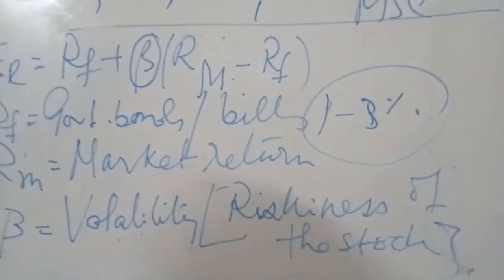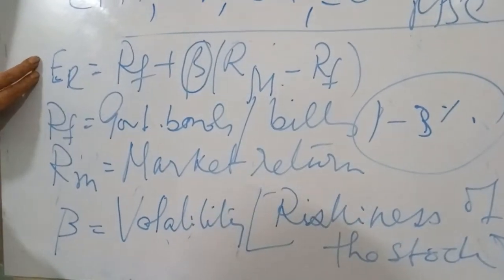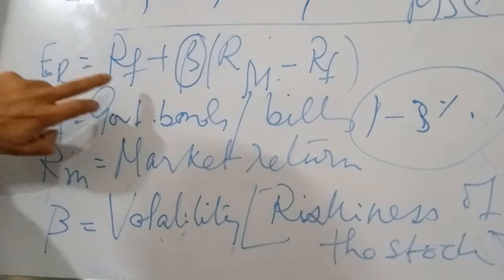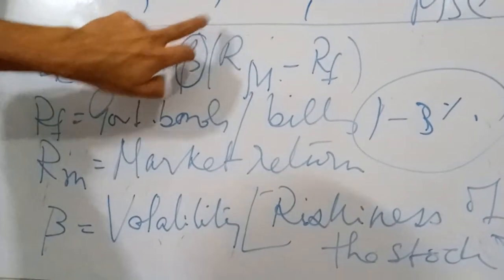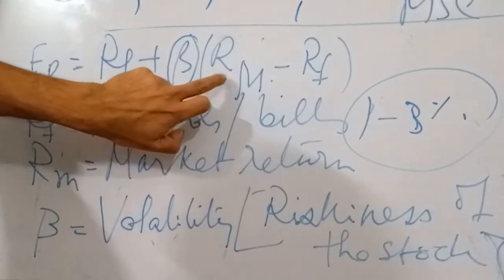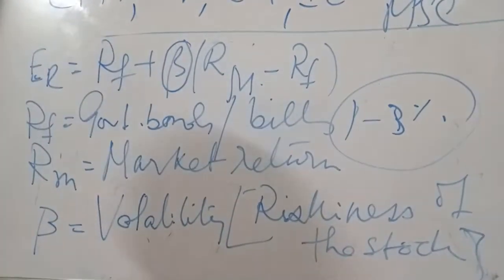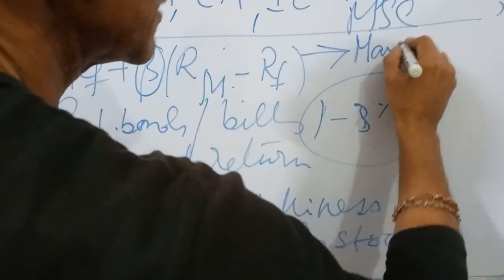So this is the formula. Expected return is equal to risk-free return plus beta multiplied by the difference of RM and RF, that is market return and risk-free return. This is called market premium.